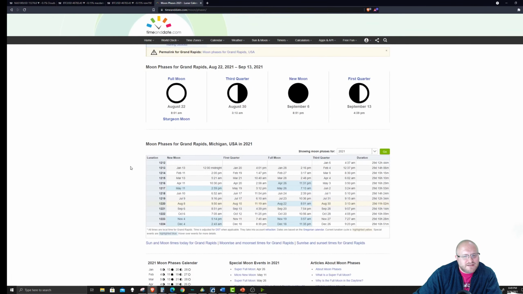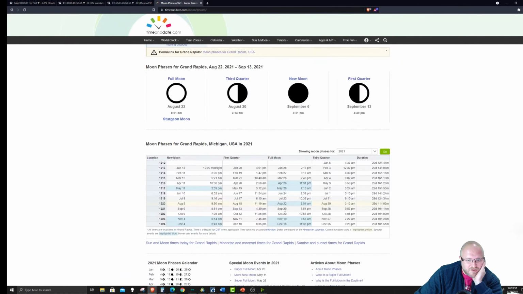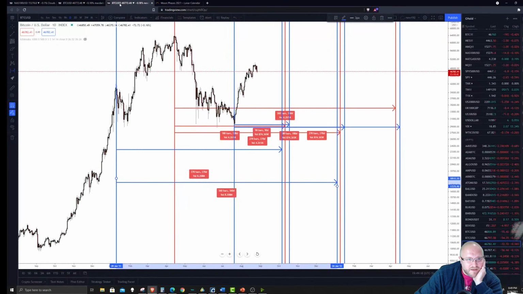Check these dates for the new moons and full moons. So the ones that are coming up, let's look at October. What do we got? October 6th and October 20th. Oh, October 20th is my birthday. So October 6th, there is a new moon, full moon phase. All right. October 20th, same time.